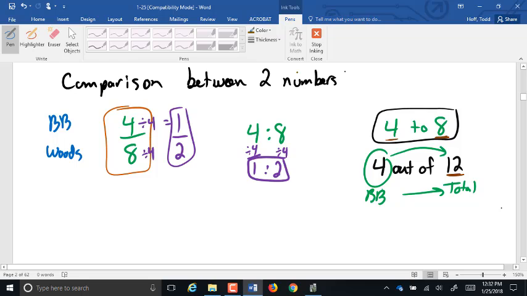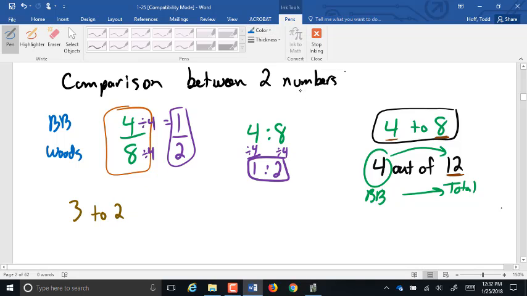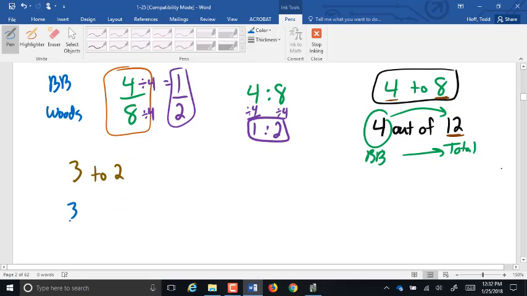You might have a 3 to 2 ratio, but often as you're mixing, if you know what total volume you want, it might be easier to use a 3 out of 5 ratio and a 2 out of 5 ratio to figure out how much of each component you're going to use. Again, the 5 is the total, found by just adding the 3 plus 2.